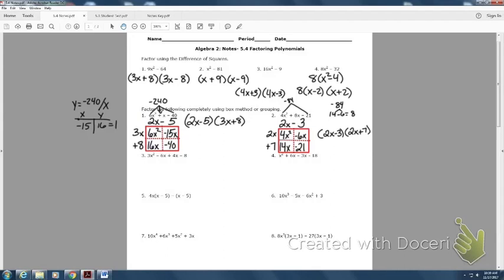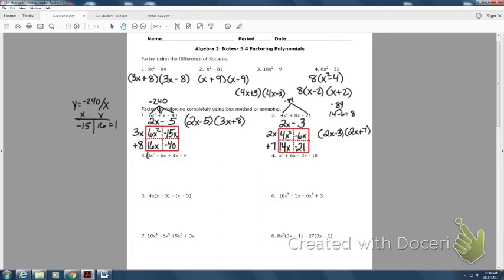Okay, so let's talk about, this next one is going to be a new method that we have not talked about. What is different about really the rest of the problems compared to the ones we've seen? There's more terms. Okay, so we're going to factor these by a method called grouping. It is not as lengthy as doing the box method, but you identify it as there being 4 terms.